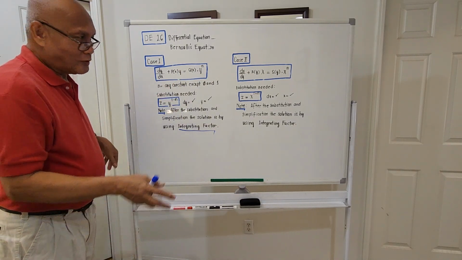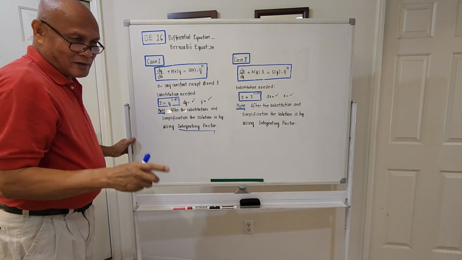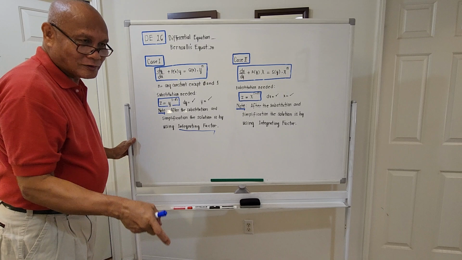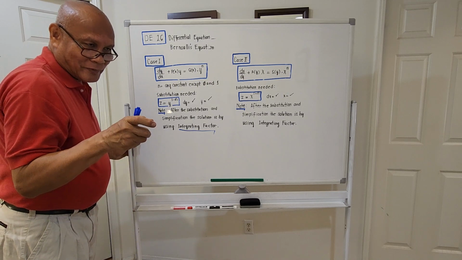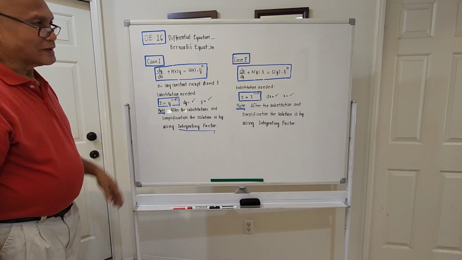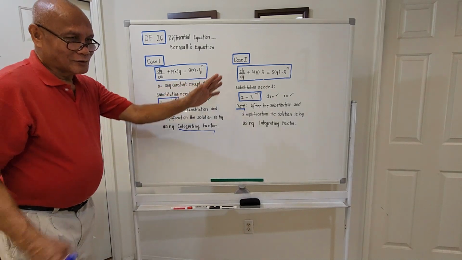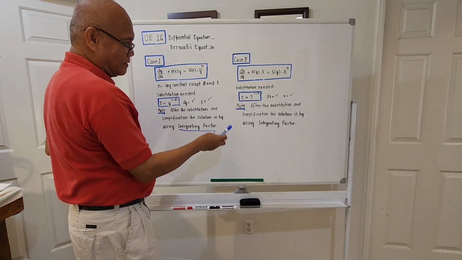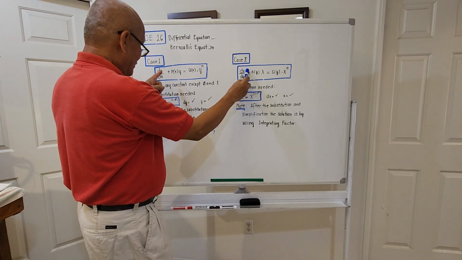So the requirement for a Bernoulli's equation is that you should know how to evaluate a differential equation that could be solved by using an integrating factor. Oh, that is case number 1. For case number 2, it's the same. It's just the reverse of the first one. Because this is x and this is y.